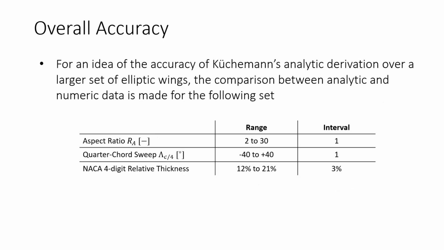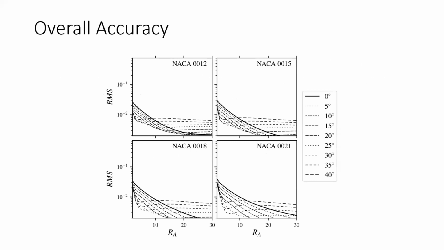The point is that I looked at a large set of wing designs from aspect ratio 2 to 30, from negative 40 degrees of sweep, so forward sweep, to positive 40 degrees of sweep, and those 4 different thicknesses that I mentioned. And I looked at the root mean square error of all these wings between the analytic solution from Kuckerman and the numerical solution from Panair. So that delta XAC between Kuckerman and Panair, I took the root mean square of that over the whole span.